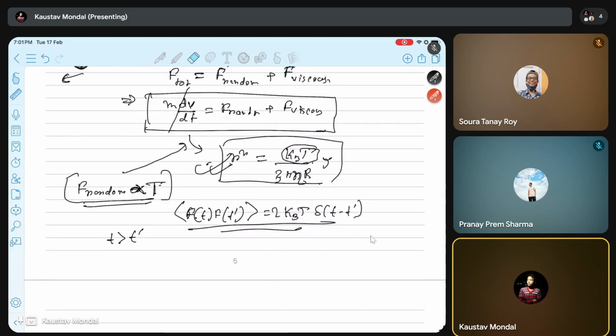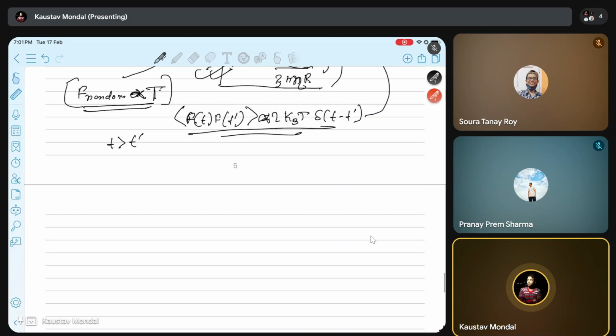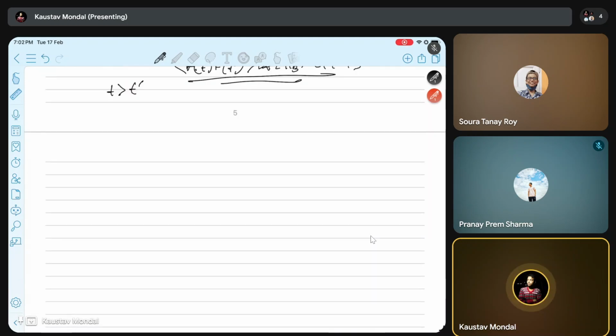Now if you substitute this here and do some stochastic algebra, you will get the expression for the MSD. This is something you will be facing in higher studies.